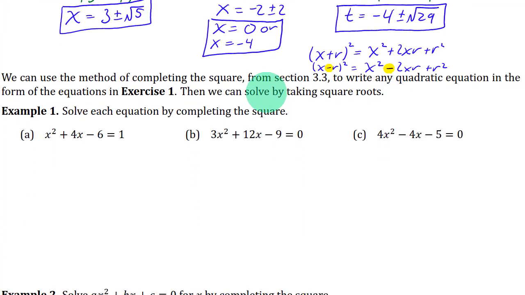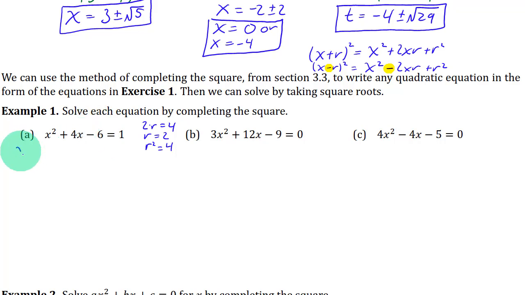So let's start with this one. If we have x squared plus 4x minus 6, I'm going to complete the square using the same set of steps on this left side here. So the 4x here is the 2 times r x part. So that means 2 times r must be equal to 4. If you divide both sides by 2, you get r equals 2. And so r squared is 2 times 2, which is 4. Okay, so that's what we need to have added to this.